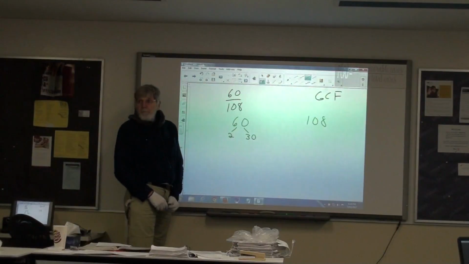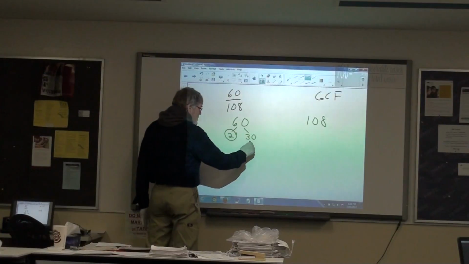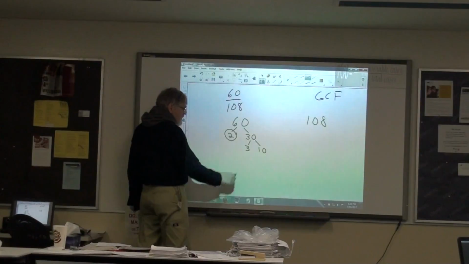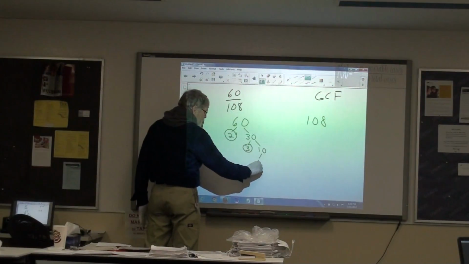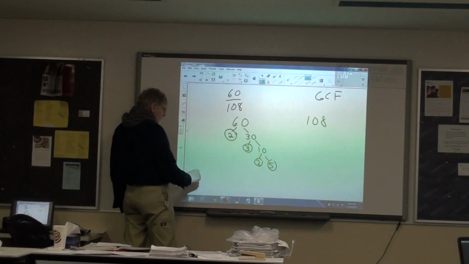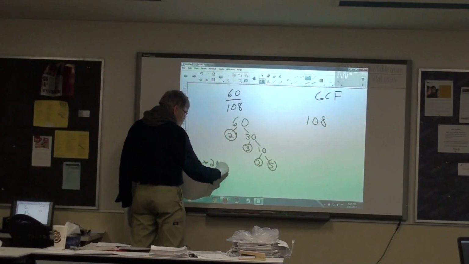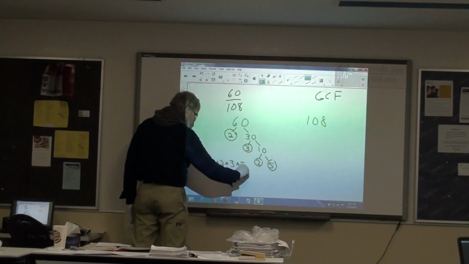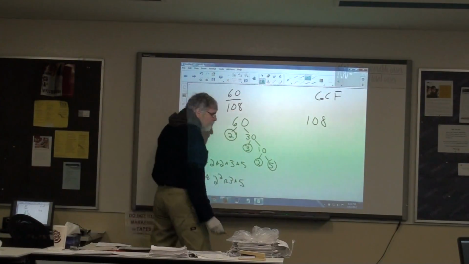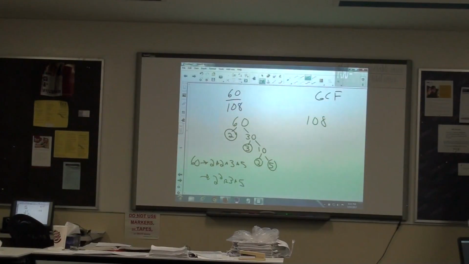Is 2 prime? Yes, so I put a circle around it. Is 30 prime? No, so I continue to reduce. 3 times 10. Is 3 prime? Yes, so I circle it. Is 10 prime? No, so I get a 2 and a 5. So now I found the prime factorization of 60. 60 has a prime factorization of 2 times 2 times 3 times 5, which is 2 squared times 3 times 5. So we did the prime factorization of 60.